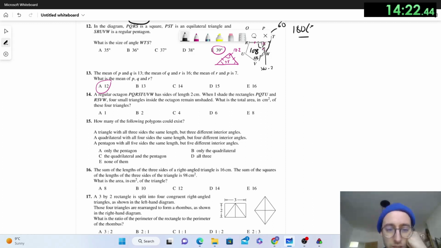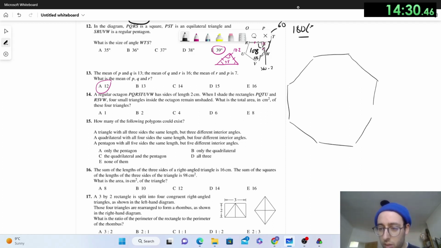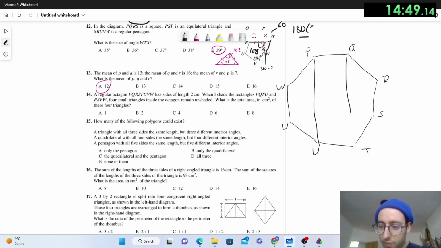Next, an irregular octagon has side length of 2. Okay, no, gotta draw it. P, Q, R, S, T, U, V, W. I shade the rectangle P, Q, T, U, that's this guy, and four small triangles, R, S, V, W, inside the octagon remain unshaded.